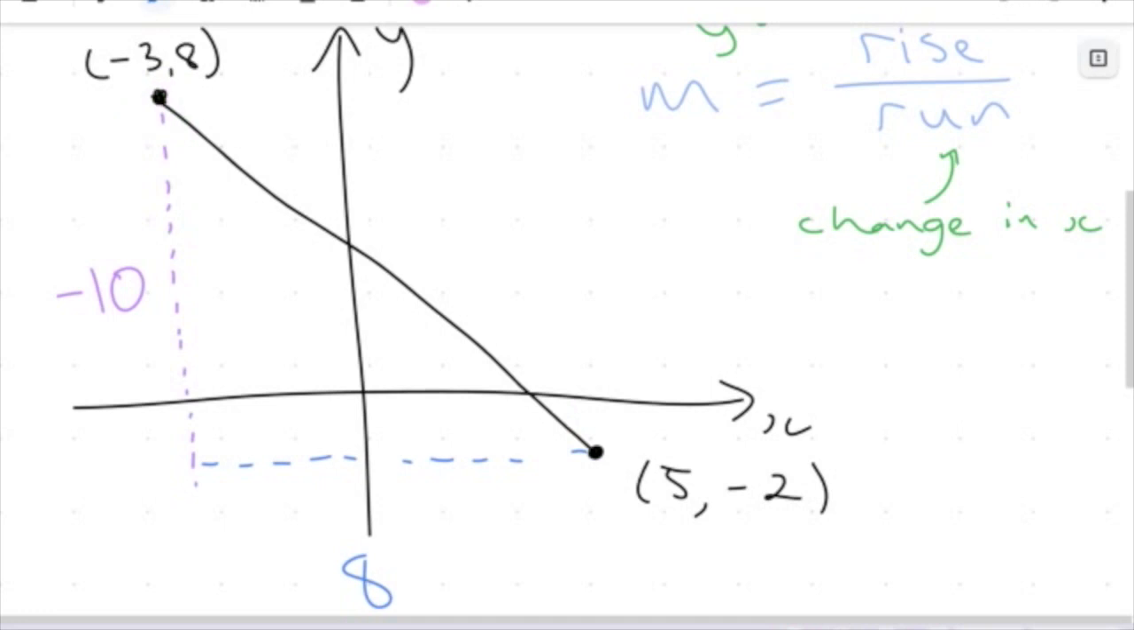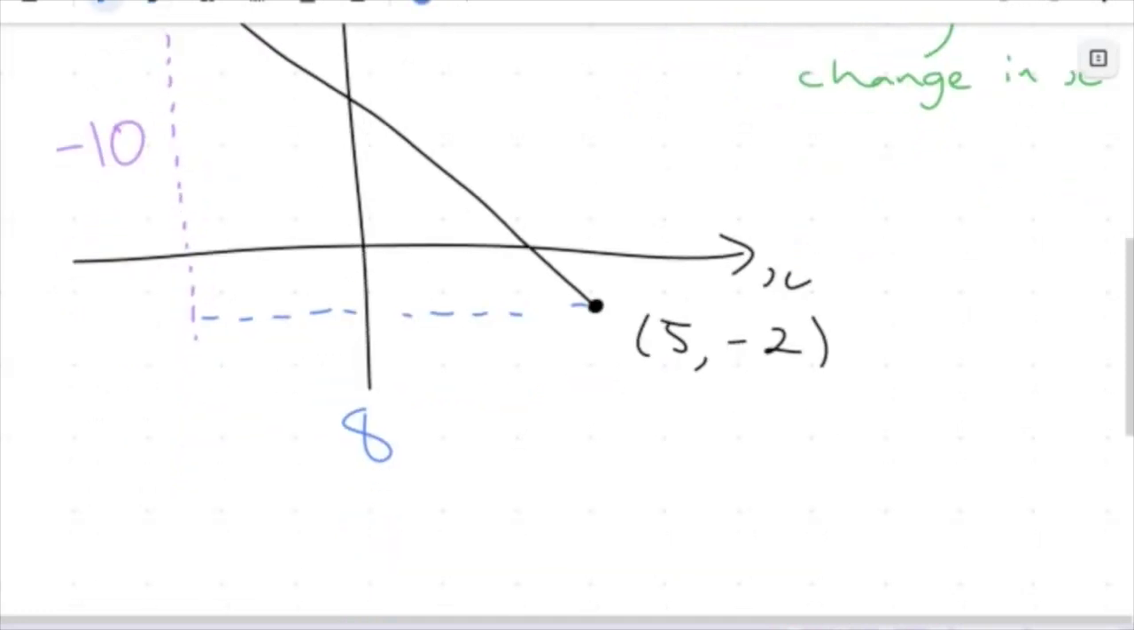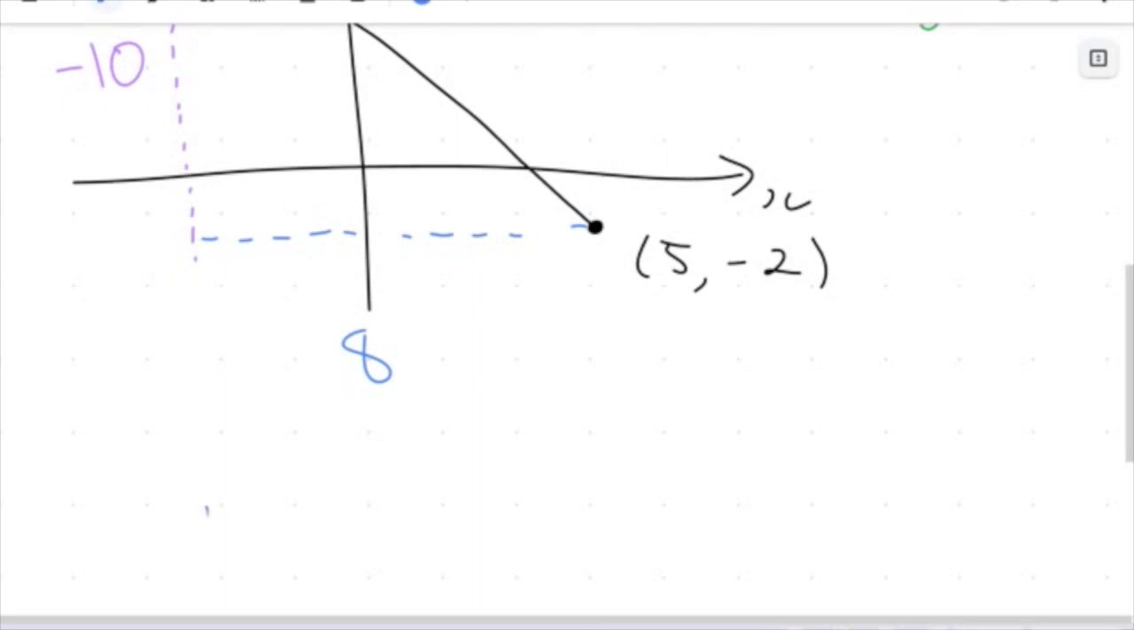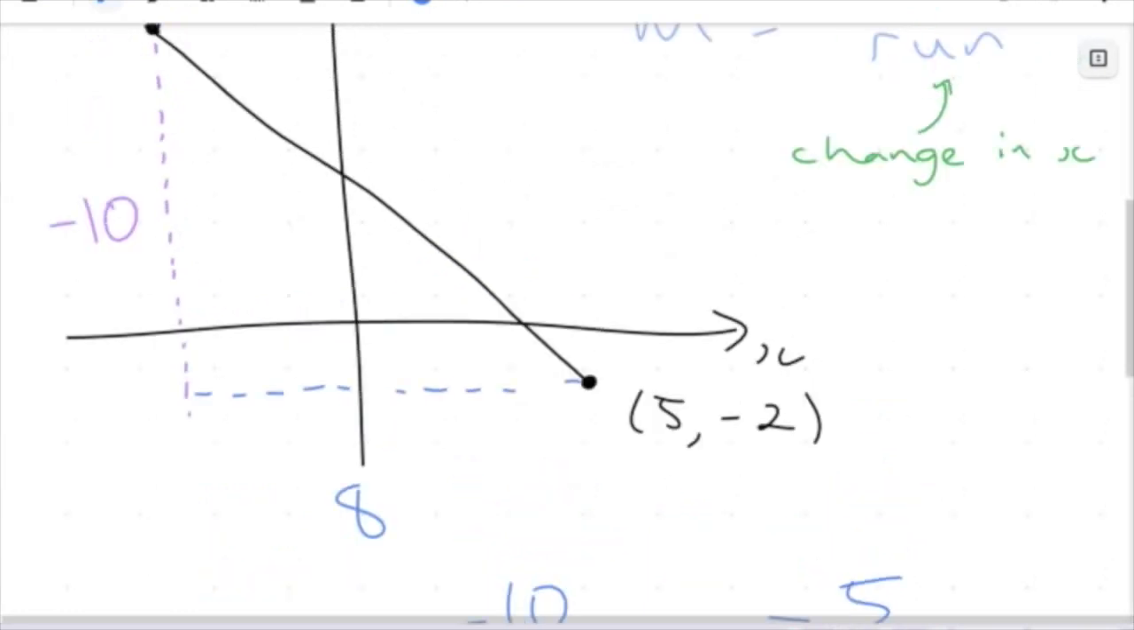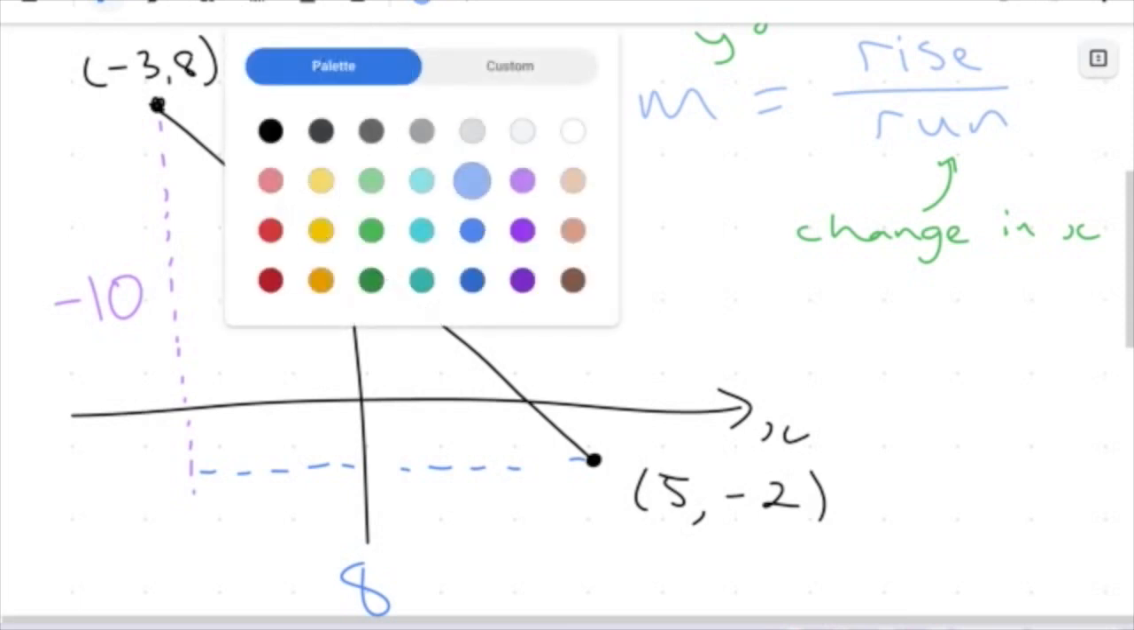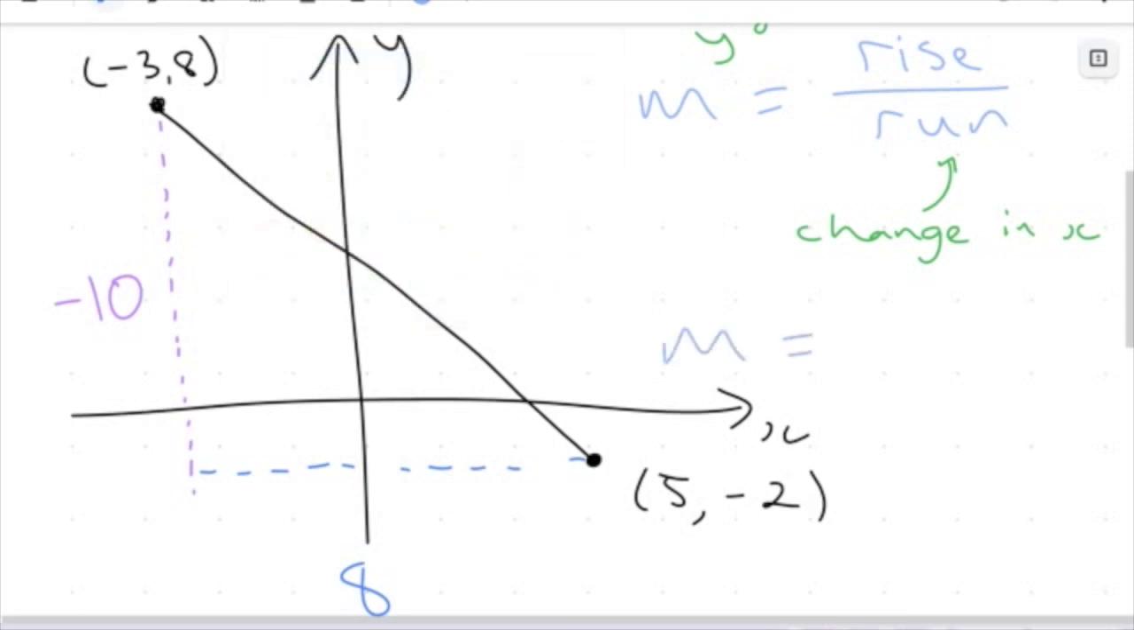Now my gradient is just going to be my rise over my run. So my gradient m is going to be negative 10 over 8, which we can simplify to negative 5 over 4. Now you're probably thinking, well, wait a minute, the equation I've been given in my textbook is m equals (y2 minus y1) over (x2 minus x1). This is another way you'll be presented with the gradient.